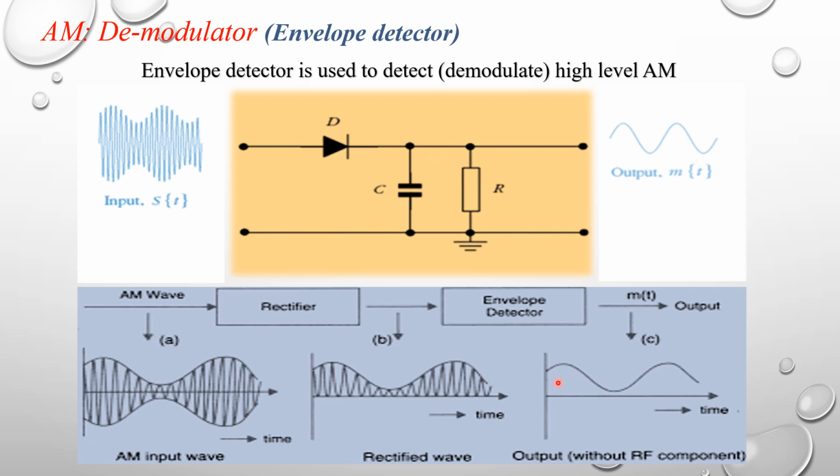So across the low pass filter we receive only the lower frequency signal, or the high level AM signal. Across the filter circuit we receive the demodulated AM signal, shown with respect to time t.